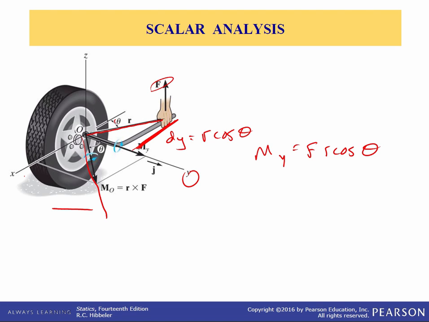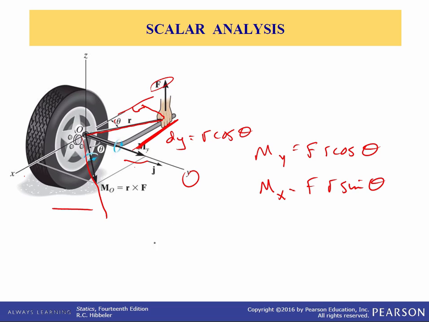And there's also a moment about the x-axis, right? There's another moment arm here. This is perpendicular to the x-axis. The moment about the x-axis is F times its moment arm, in this case r sine theta. Now, according to the right-hand rule, M sub y is directed along the positive y-axis as shown here.